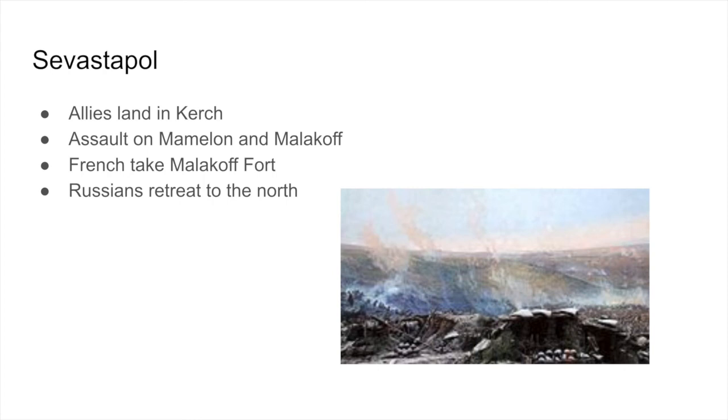Because the French took such an integral fort, and because Malakoff was a major strong point in the Russian defenses, the Russians blew up the forts, sank the ships, and evacuated Sevastopol, fleeing north.